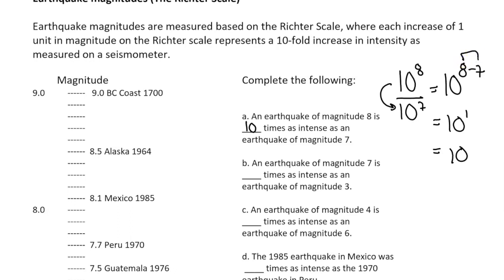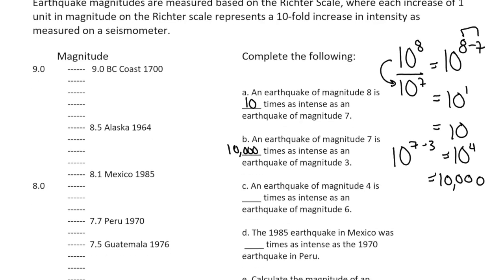So let's look at what would happen with something like part B. If you had a magnitude of 7, and you were finding out how many more times intense that is than a magnitude of 3, you could just say 10 to the 7 minus 3 equals 10 to the 4. If you wanted to, you could say that's 10,000 times as intense. You could probably just leave it as 10 to the 4, but that's what we get.